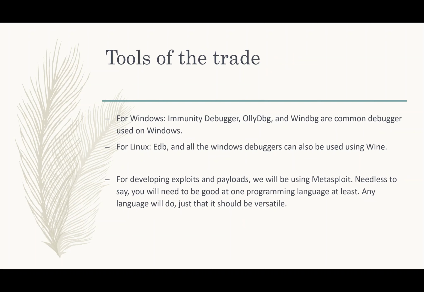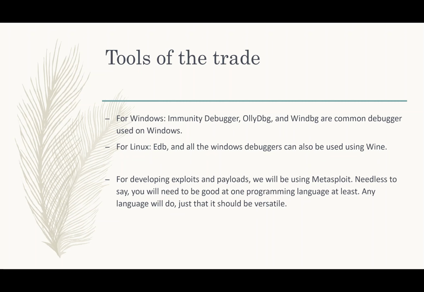Now, the tools of the trade for debugging. For Windows, there's a wide range, but the ones that I like are Immunity Debugger, OllyDbg, and WinDbg. One thing to note is that WinDbg comes with Windows; it's Windows's inbuilt debugger, you could say. For Linux, they didn't leave out: there is EDB, and you can use all the Windows debuggers as well through Wine, the emulator which lets you run Windows applications on Linux.